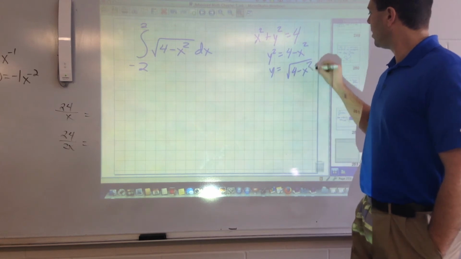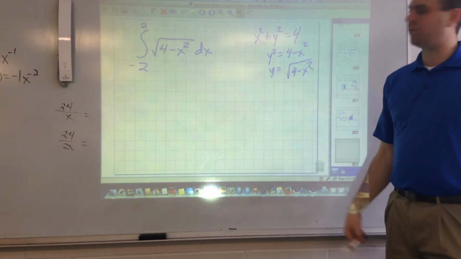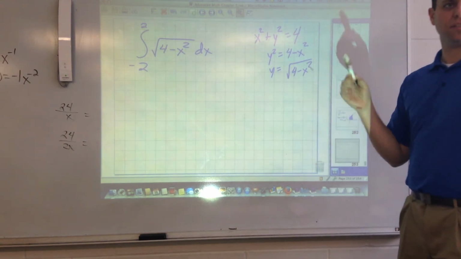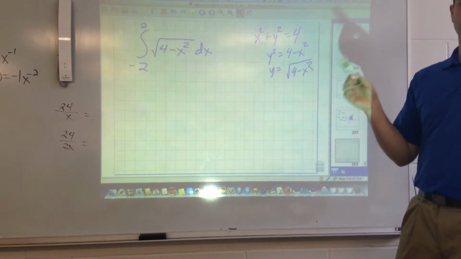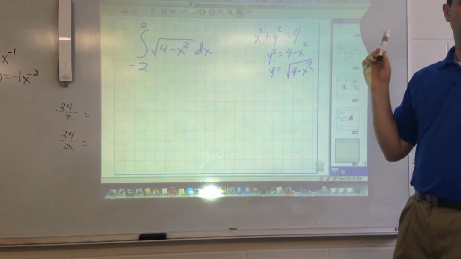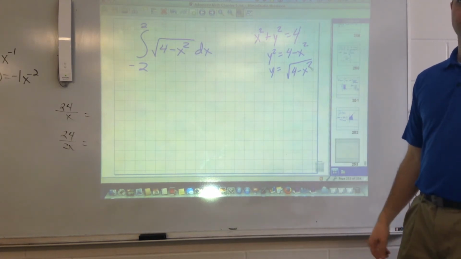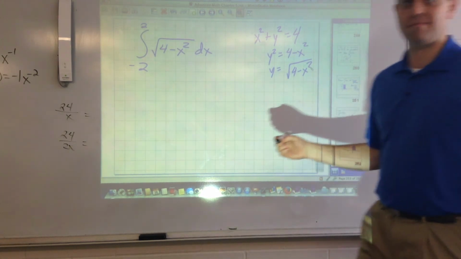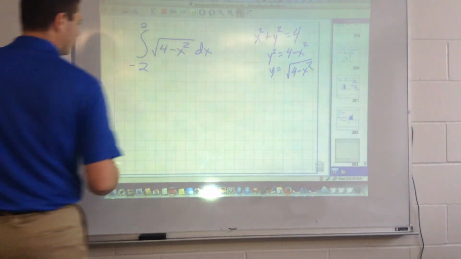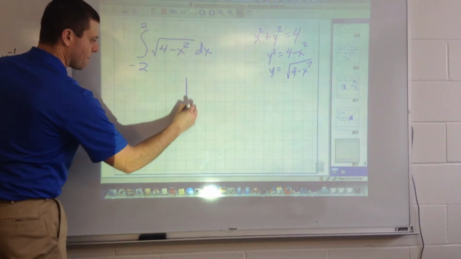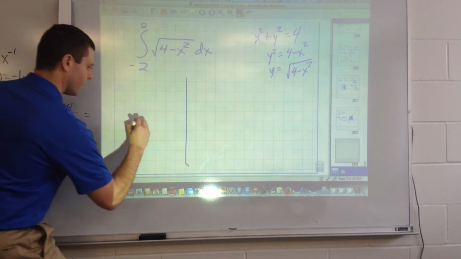If you're just talking about the positive one, basically you're looking at the top half of a circle with a center at the origin and a radius of 2. This makes this easier. Absolutely. Oh, so it's just half. So it's a semicircle. We do pi r squared over 2.